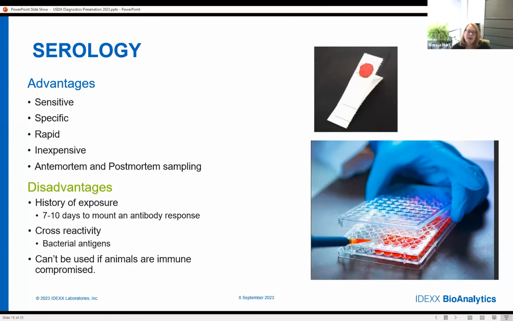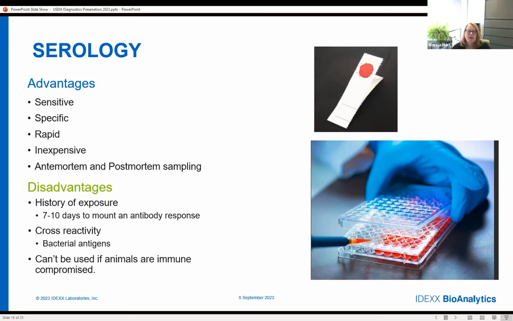And then the disadvantages here are really time. So it's a history of exposure. In order to have an adequate antibody response, I have to wait for that animal to be infected with the agent, recognize that agent and then mount an antibody response. And that typically takes between 7 to 10 days, maybe up to 14 days, depending on the age of the animal and that agent that you're talking about.